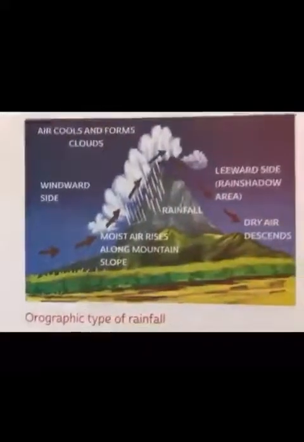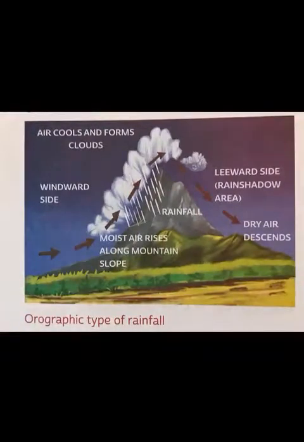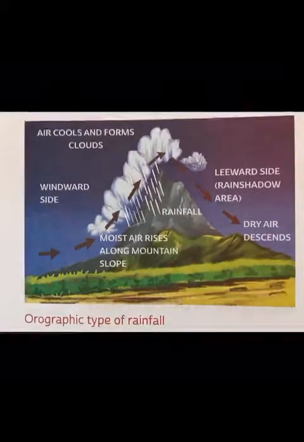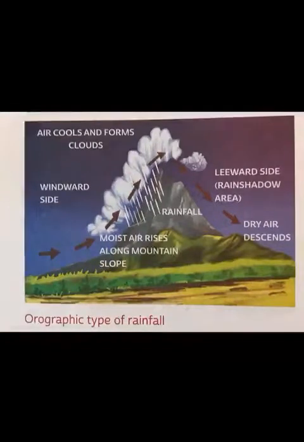Children, now I'll show you. You can see in this picture orographic type of rainfall. On the windward side, you can see how air cools and forms clouds, and on the other side of it is the leeward side. Here is the rain shadow area, dry air descends on this side, and we have rainfall towards the windward side.